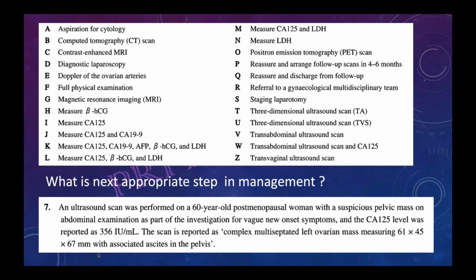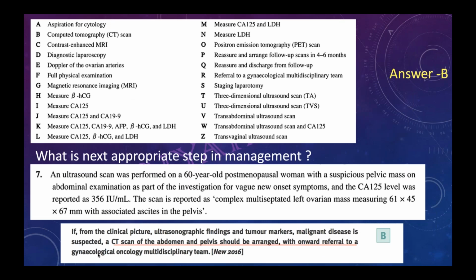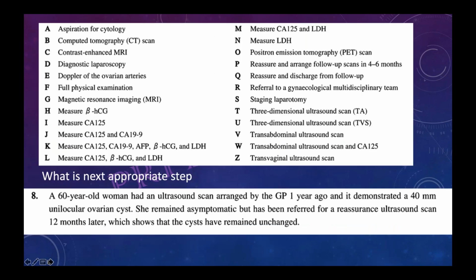CT, ma'am. Yes. If the clinical picture, ultrasonography or tumor marker suggests malignant disease, that means if the suspicion is there, then CT scan of abdomen and pelvis and onward referral to the gynae onco team is done. This question already came in the exam, so you have to remember this part very well.